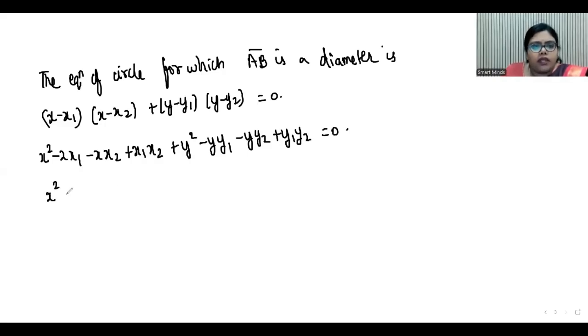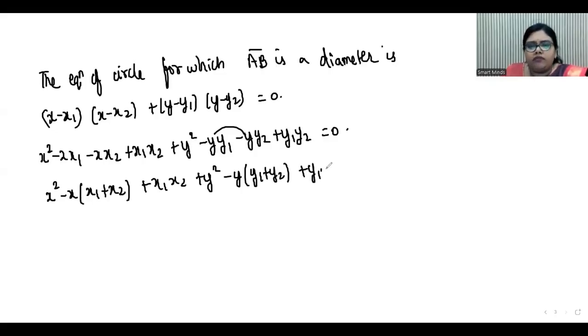Now for x², if we take minus x common, we will get −x(x1 + x2) + x1x2 + y². From these two, if we take minus y common, we will get −y(y1 + y2) + y1y2 = 0. Now we already got the x1 + x2 values, the y1 + y2 values, then x1x2 and y1y2. All four values we have got.